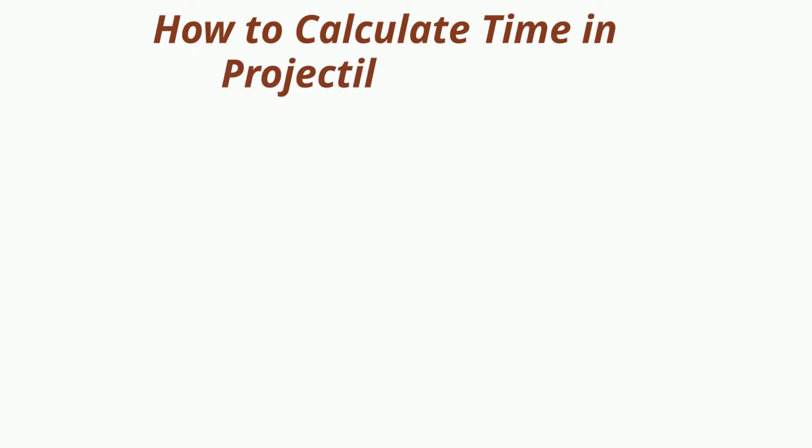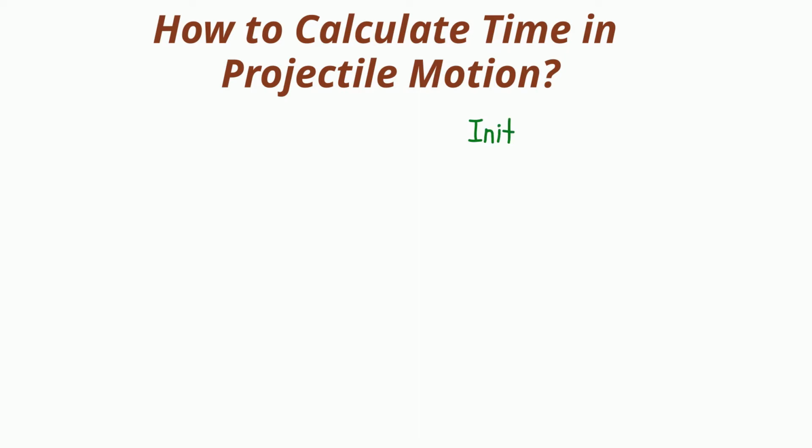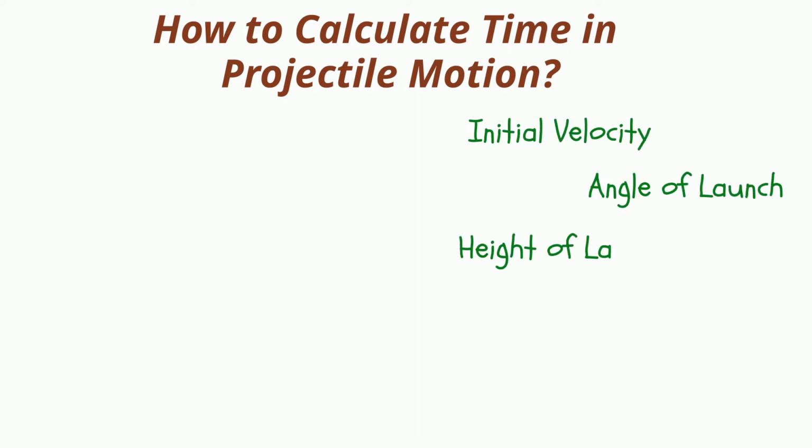How to calculate time in projectile motion? The time of flight of projectile motion is defined as the time from when the object is projected to the time it reaches the ground. To calculate the time in projectile motion, one needs to know the initial velocity, the angle of launch, and the height of launch relative to the landing elevation.